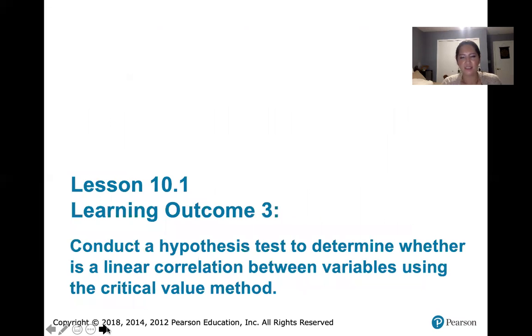So that's the end of this video about the linear correlation coefficient for sample data R. In the next video, we'll discuss conducting a hypothesis test to determine whether there is a linear correlation between 2 variables using the critical value method.